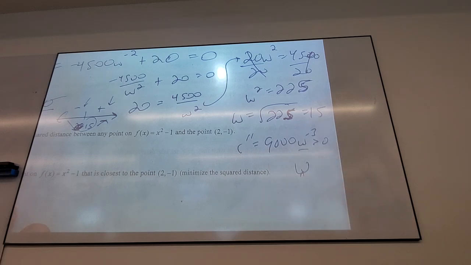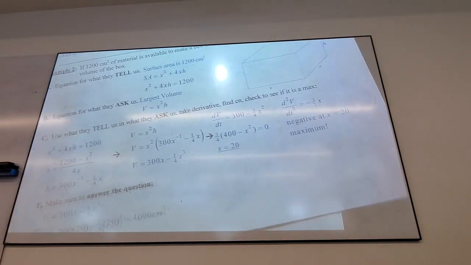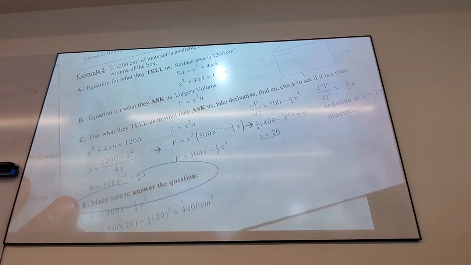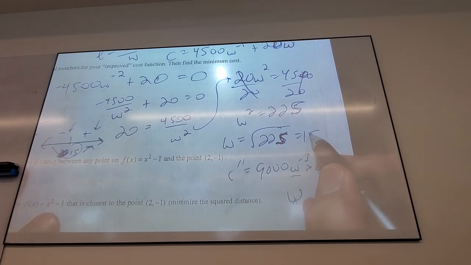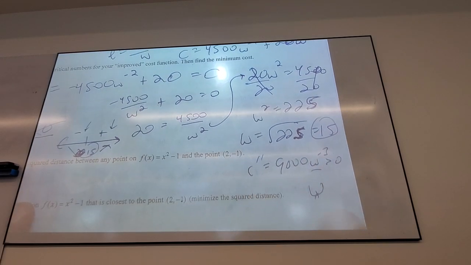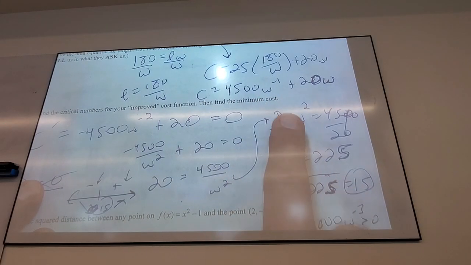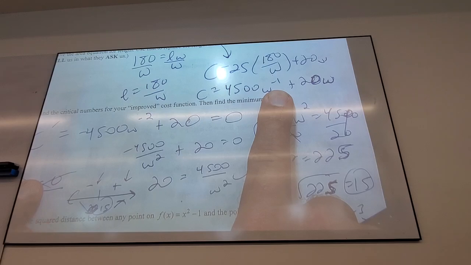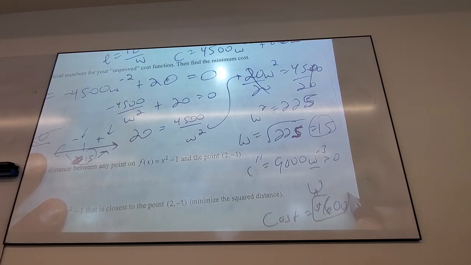Now, what did I actually ask? Make sure the last step is to answer the question. So I asked for the minimum cost. So don't just circle this and be cool with it because I want the cost. And thankfully, we have a cost function, and you can just plug 15 in. So what's that come out to be? 600? Yeah. So the cost is $600. That's the minimum cost.